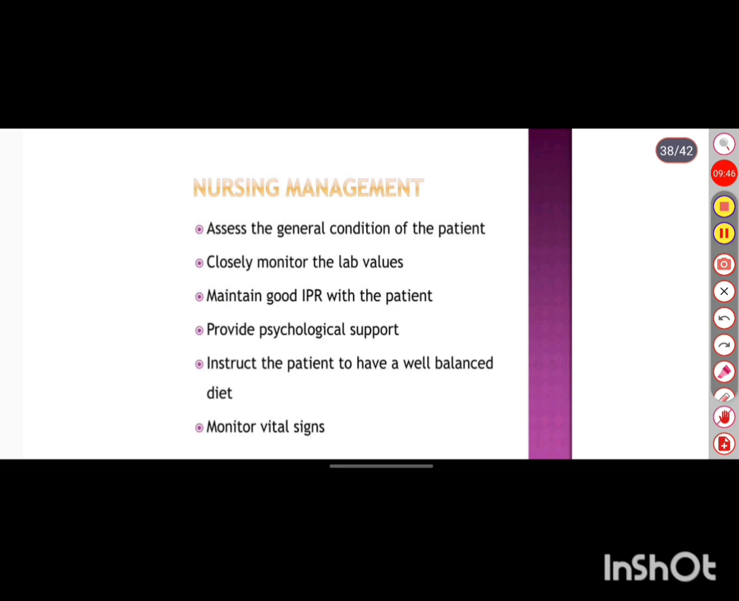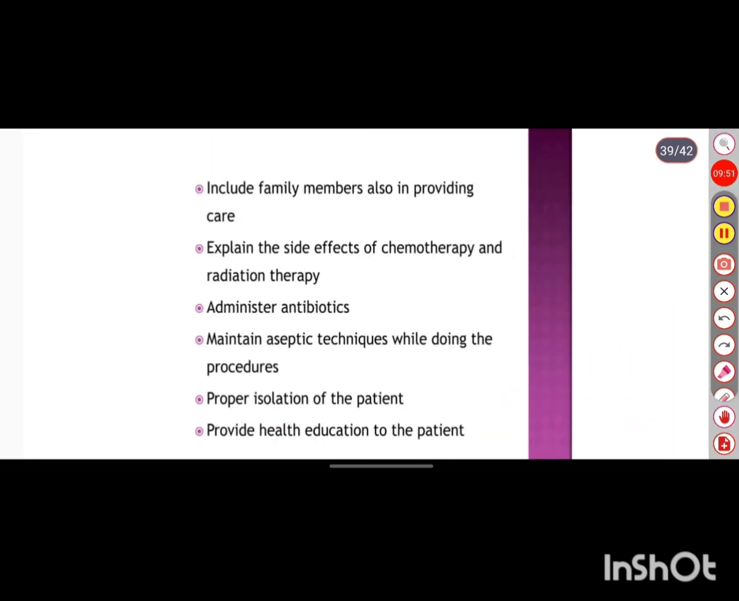In other children, we need to take care of them. Always include the family members in providing care, and explain the side effects of chemotherapy and radiation therapy. Administer antibiotics and maintain aseptic techniques, because these patients are more prone to infectious diseases since their immune system is always weak. We should also provide proper isolation to the patient and provide health education to the parents.